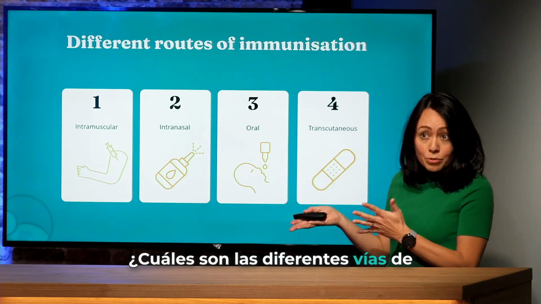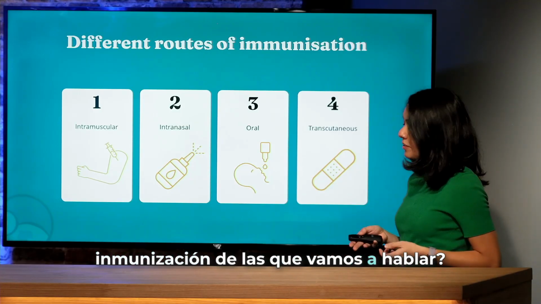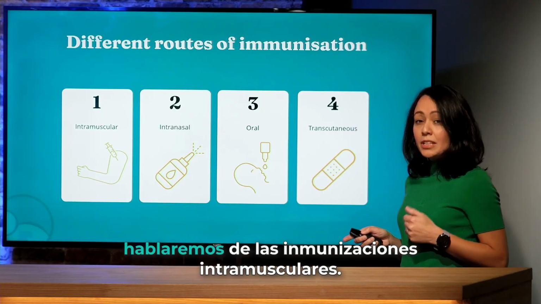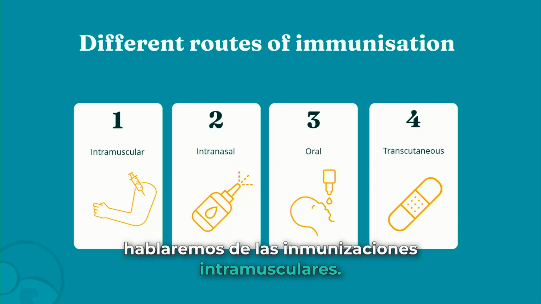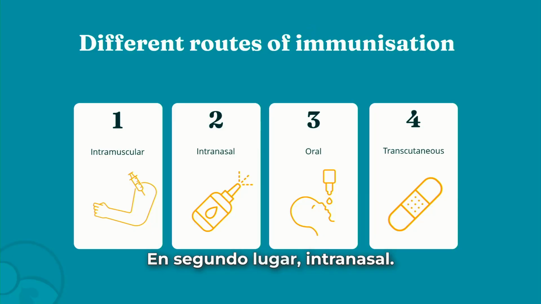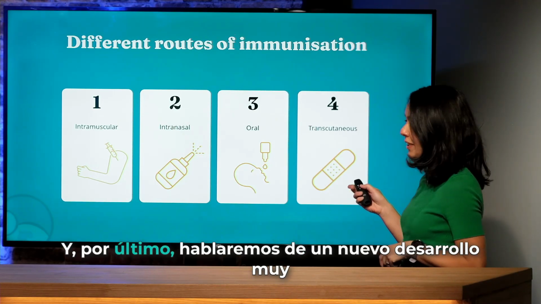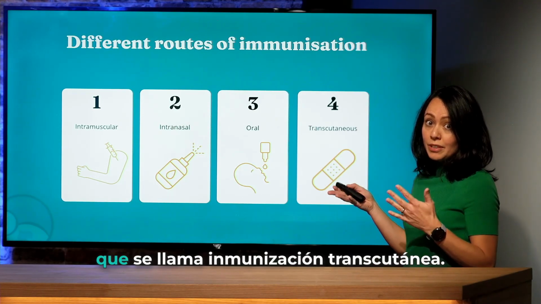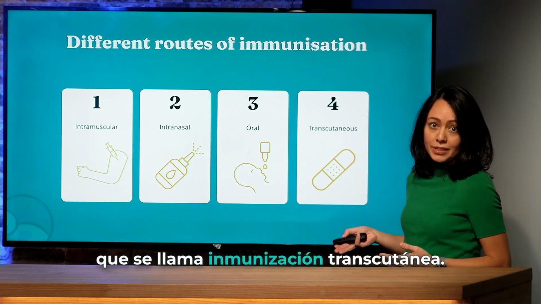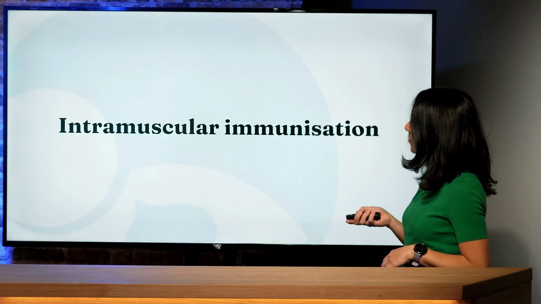So what are those different routes of immunization that we will talk about? First of all, we'll talk about intramuscular immunizations. Secondly, intranasal. The third route will be the oral route. And then finally, we will discuss a very new development, which is called transcutaneous immunization.